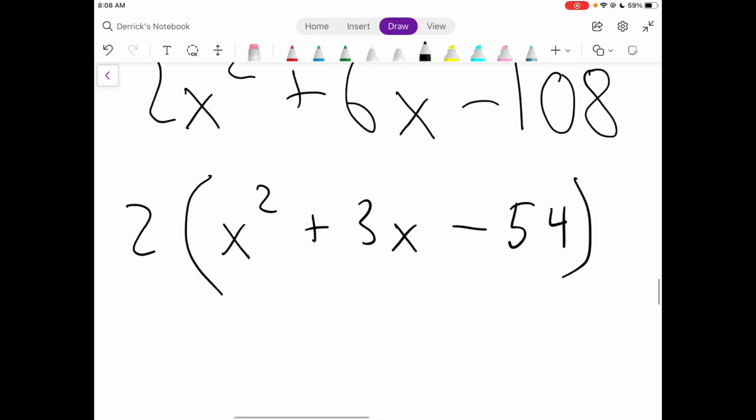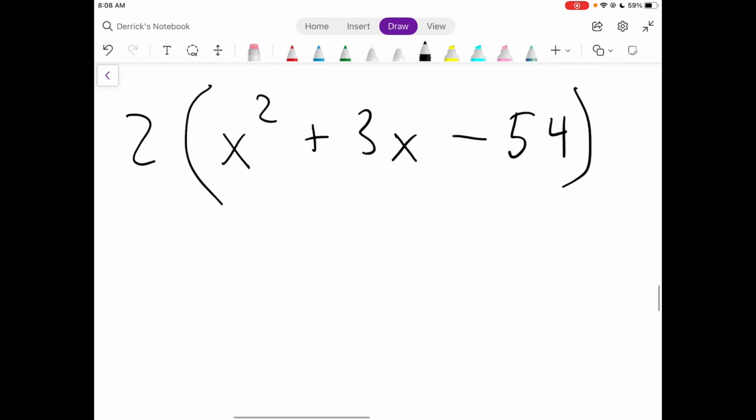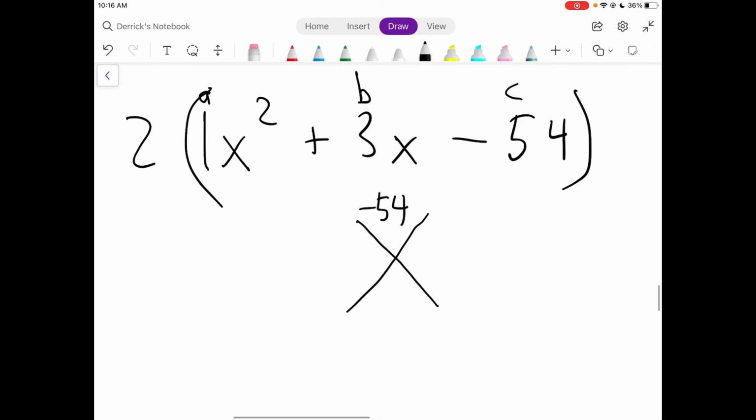Now that we have factored this out, we've pulled that 2 out, now we can go to our x method using an a value of 1, a b value of 3, and a c value of negative 54. So a times c would be 1 times negative 54, which would be negative 54. A b value of 3 means we are looking for two numbers that multiply to negative 54, but add to 3.